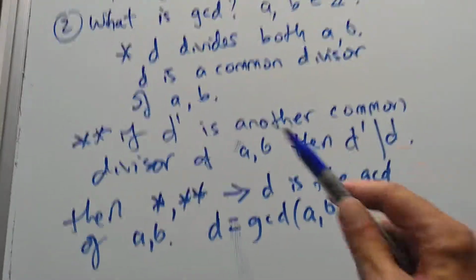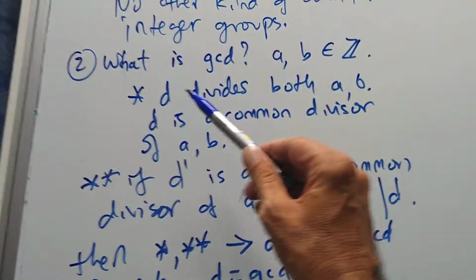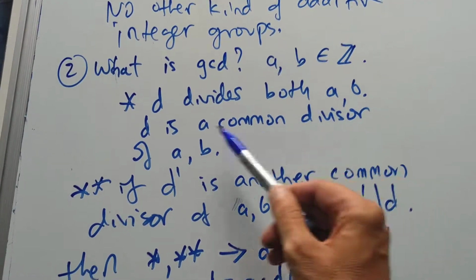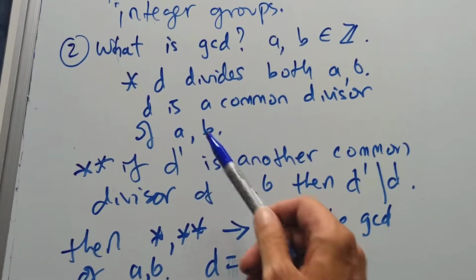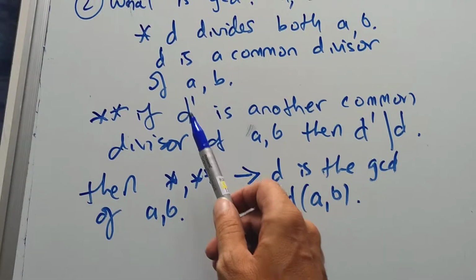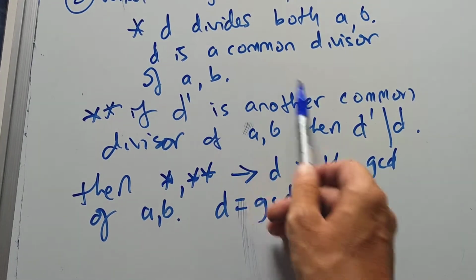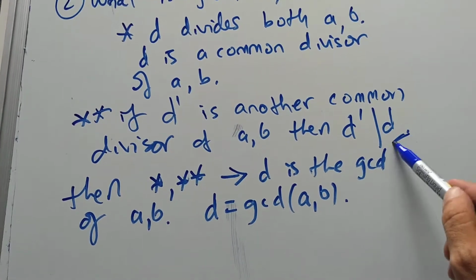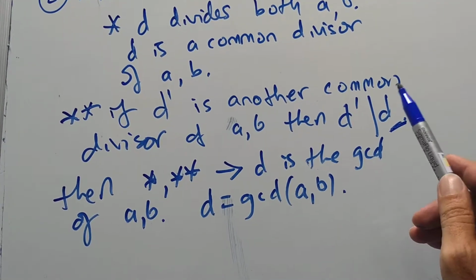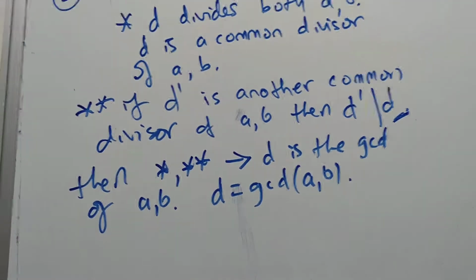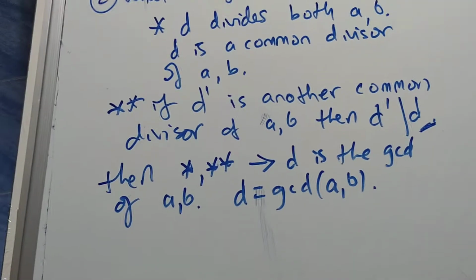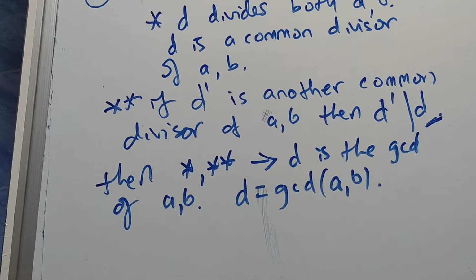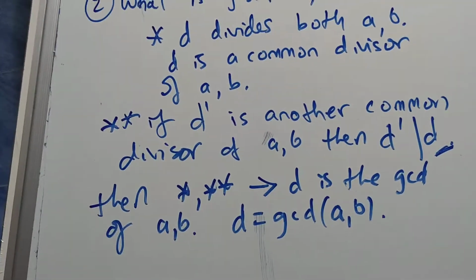So that's very, very interesting. Let's think about the logic of it. If D divides both A and B, D is a common divisor. But it's a special common divisor if all other common divisors divide D. If that's the case, then D is the greatest common divisor of A and B. You get it?